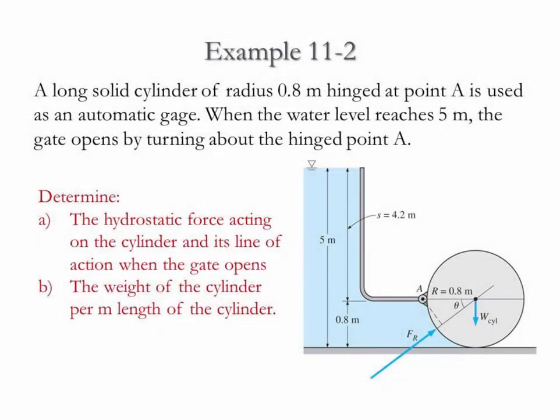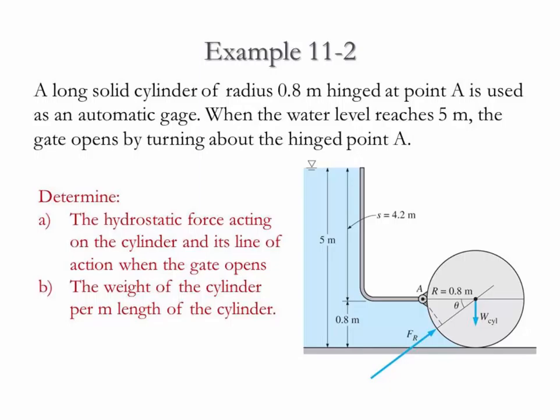Example 11.2. In this example, a long cylinder of radius 0.8 meters is hinged at point A and is used as an automatic gate, as is shown in the picture. When the water level reaches 5 meters, the gate opens by turning about the hinge at point A. We need to determine the hydrostatic force acting on the cylinder and its line of action when the gate opens.